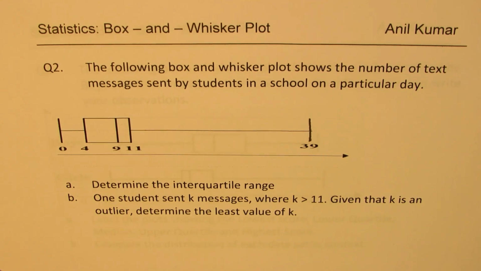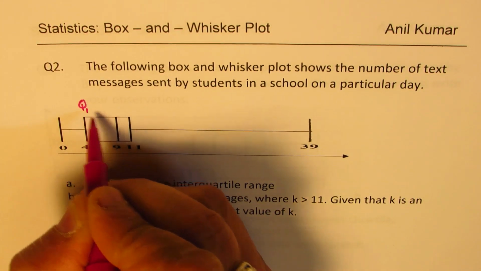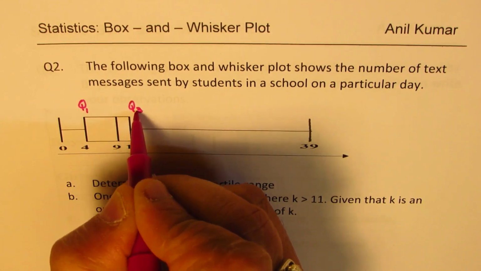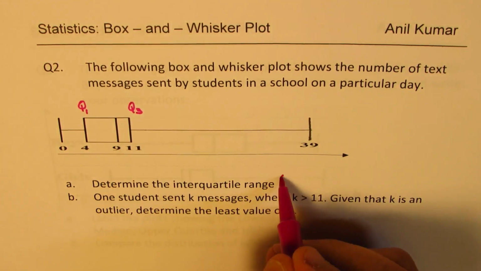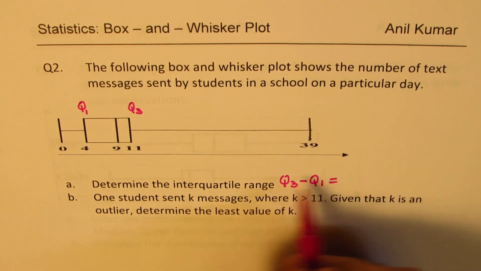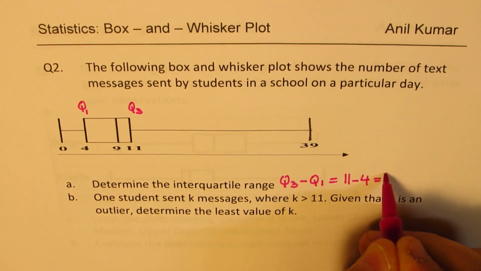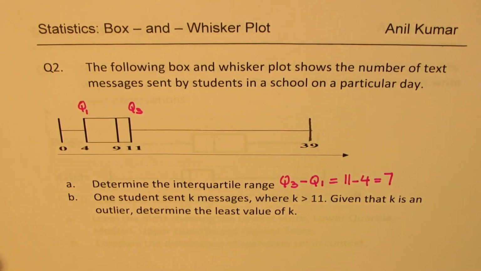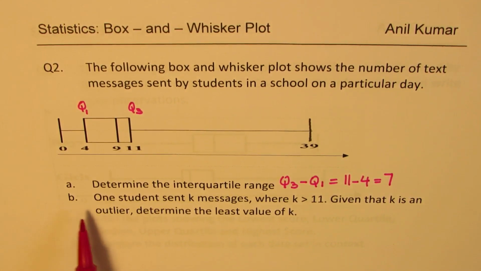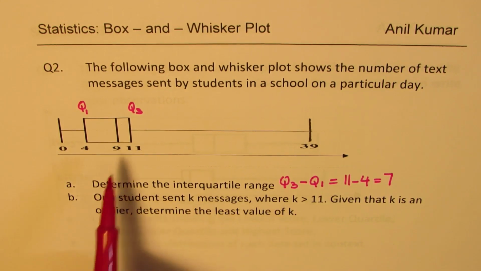Q3 and Q1. So inter-quartile range is, so this is your Q1 and that is Q3. So when we say inter-quartile range, we'll say Q3 minus Q1. So in our case, it is 11 minus 4, which is 7. So in our case, the inter-quartile range is 7. Clear?